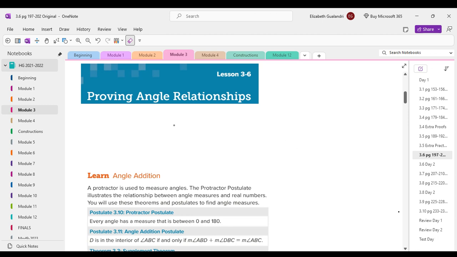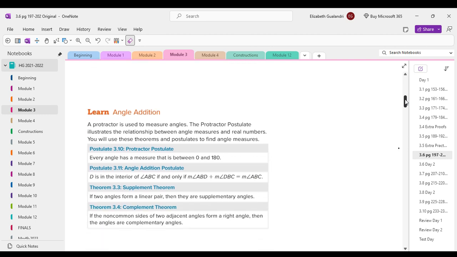Hello students, we're talking about lesson 3.6, which is proving angle relationships. So similar to our proving segment relationships, there is quite a bit more that goes with angles. So we'll talk through all of that here today.